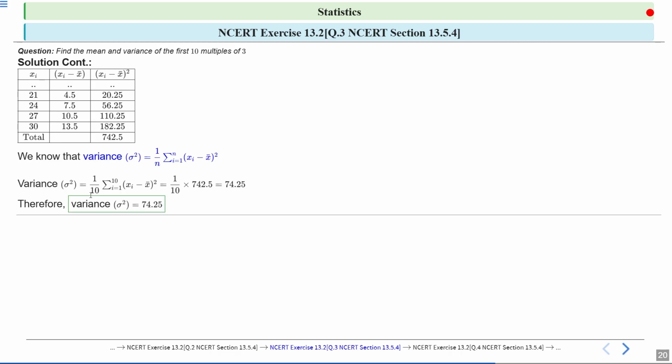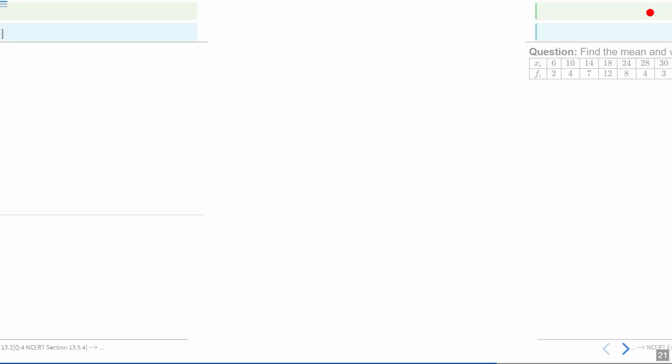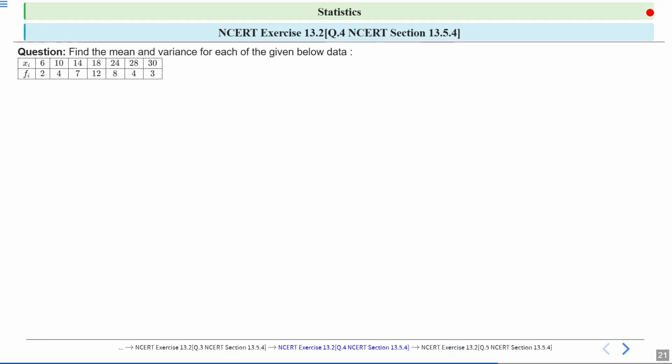Therefore, the variance for our data is 74.25, and this is our final answer. So, I hope this question is clear to all of you. So, now let's move to the next question. Now, look at question number 4.